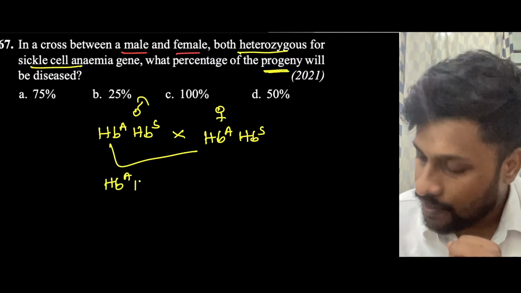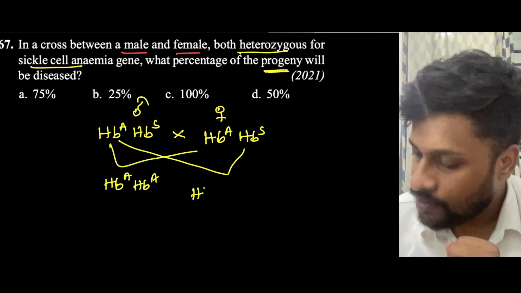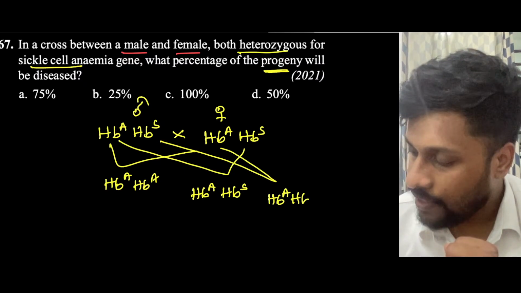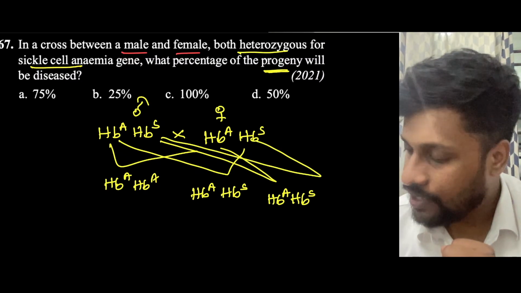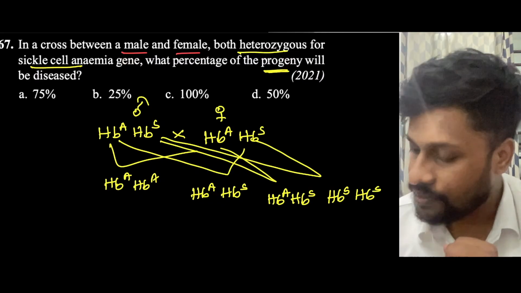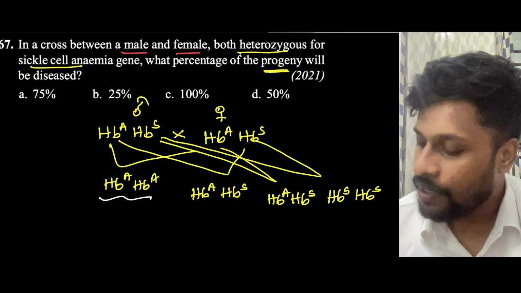HBA, HBA. Second probability, HBA, HBS. What is the third probability? HBA, HBS. And final thing, HBS, HBS. Right?